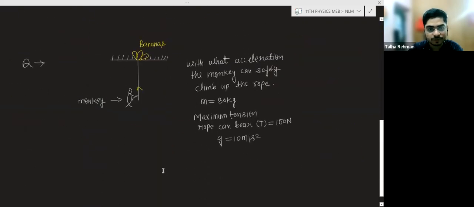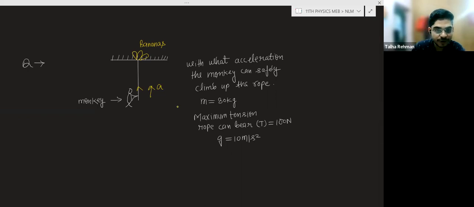Another question. In this question, they are saying there is a monkey, and these are the bananas. This monkey wants the banana, so it will go to the bananas through this rope. So this monkey will have upward motion, and the acceleration of the monkey will be in the upward direction. They are asking with what acceleration the monkey can safely climb the rope. Mass of the monkey is 80 kg, and the maximum tension that the rope can bear is 100 Newton. Maximum tension means the rope will not break; after 100 Newton, the rope can break.